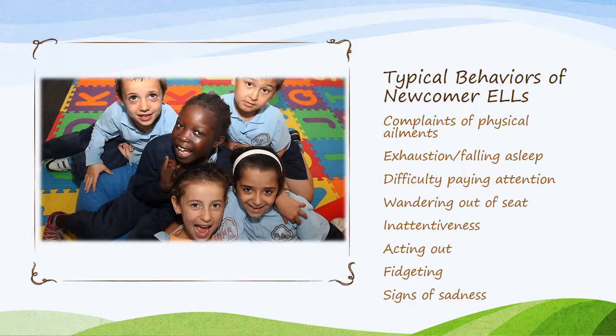These students often have a difficult time paying attention, especially for long periods of time. You might see them with their wandering eyes, looking at the clock or looking out the door, watching what another student is doing. Also, inattentiveness to a lesson. Some of these students actually will act out, especially on the playground. Fidgeting, and also signs of sadness are all typical behaviors that newcomers might experience as they go through these 4 stages of acculturation.